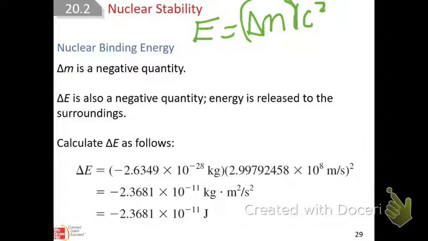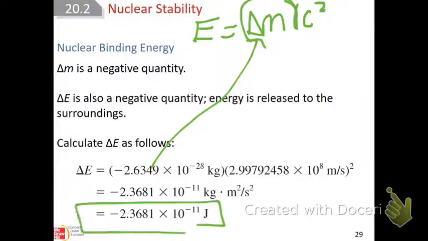So our mass defect was negative 2.6 times 10 to the negative 28 kilograms, and then the speed of light is 3.0 times 10 to the 8th, and you have to square that. E equals mc squared, so you're going to square that. So each atom that's formed is going to give off this many joules of energy. Now that doesn't sound like a lot. However, think about how tiny a single atom is. And if you have a mole of atoms, then that's a significant amount of energy indeed.